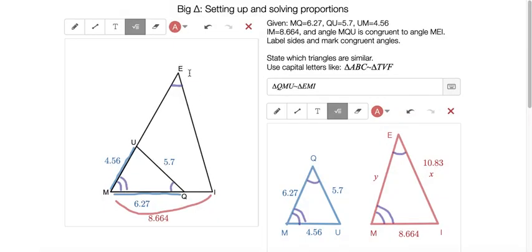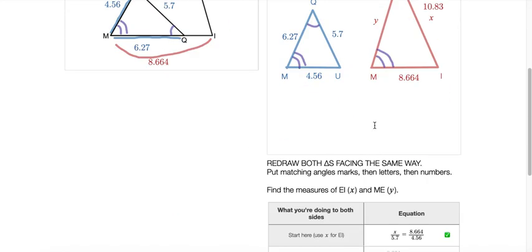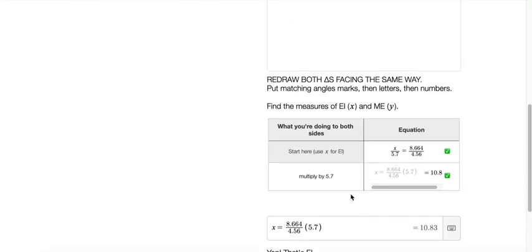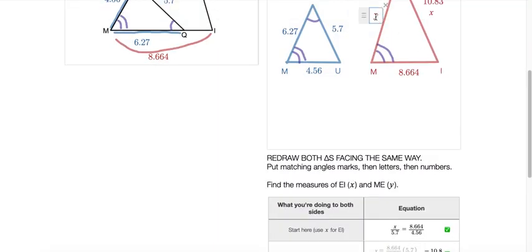From I to E, I need to put an arc or one of these scribbly symbols to show that it's from here all the way to here. There's just one side here, so I'll just put 10.83, and then I'll go figure out what Y is. Y over something. What does Y go with? Because over here we want to use Y for ME. So we're going to take Y and put it with 6.27. Because they're drawn in the same place, we know they're the matching sides, so set up a ratio between them.